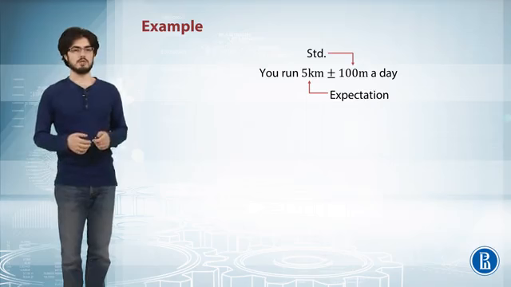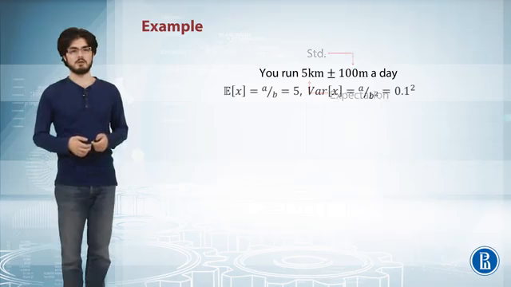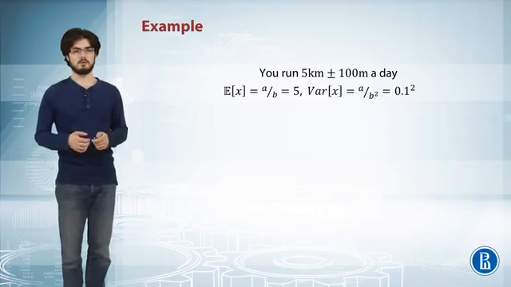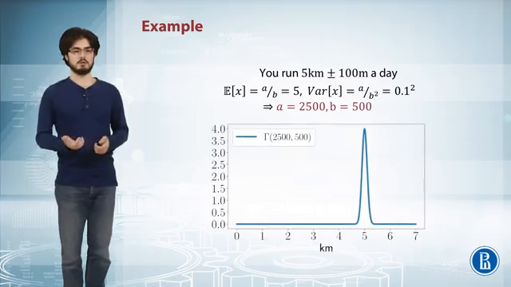We could also use a normal distribution. However, it would imply that you can run a negative distance, which is impossible. So we can plug in those values into the formulas for the mean and the variance and find out that a should be equal to 2500 and b should be equal to 500. And the probability density would look like this.